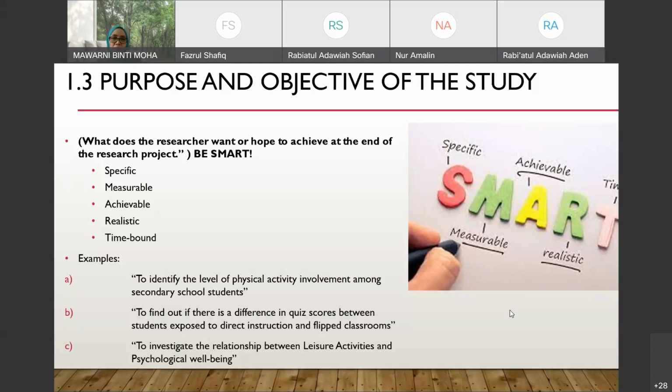Okay, let's say you want to do something on, you can give me examples from what you are doing or what you think you want to do in the future, in the next semester for your research. You can ask whether it's realistic or not. Time bound means the time constraint, within the specific time when you need to complete the research, right?